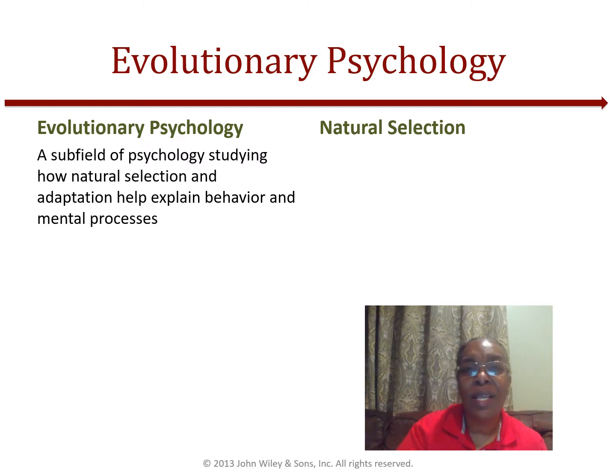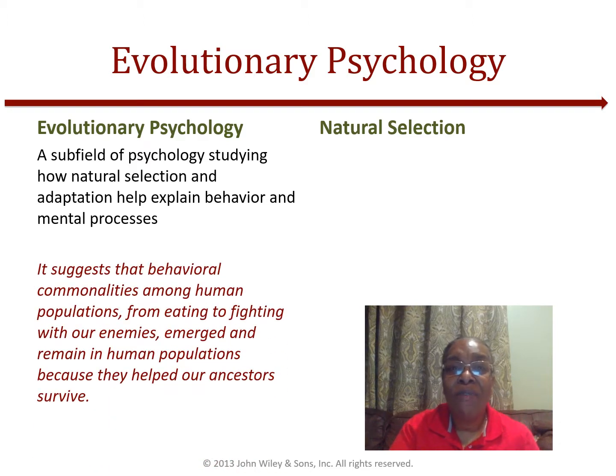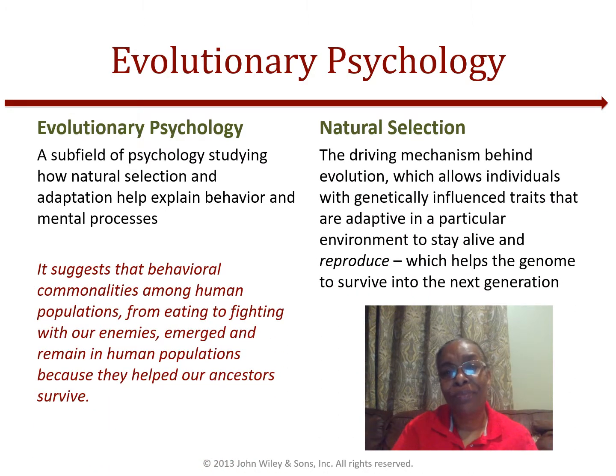Some people mistakenly believe that natural selection means survival of the fittest. But what really matters is reproduction. That is the survival of the genome. Because of natural selection, the fastest or otherwise most fit organisms will most likely live long enough to reproduce as well as pass on their genes to the next generation.